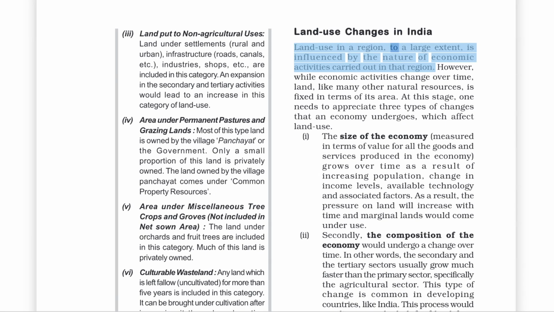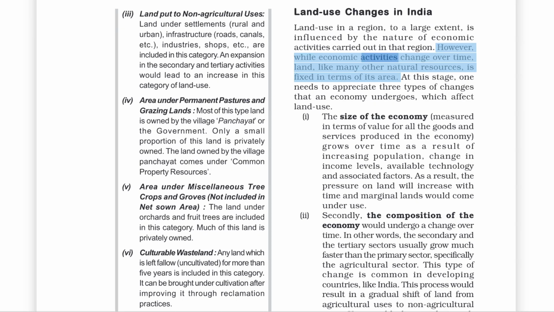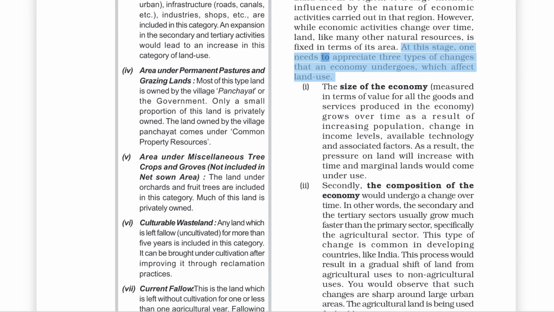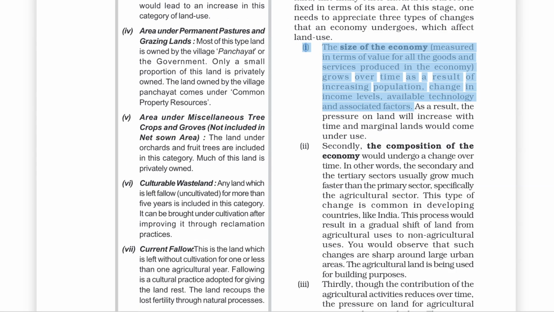Land use in a region, to a large extent, is influenced by the nature of economic activities carried out in that region. However, while economic activities change over time, land, like many other natural resources, is fixed in terms of its area. At this stage, one needs to appreciate 3 types of changes that an economy undergoes which affect land use. 1. The size of the economy, measured in terms of value for all the goods and services produced in the economy, grows over time as a result of increasing population, change in income levels, available technology, and associated factors.